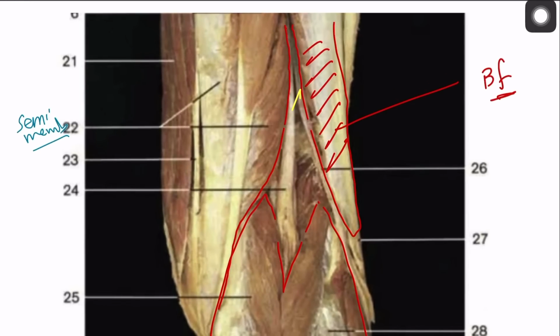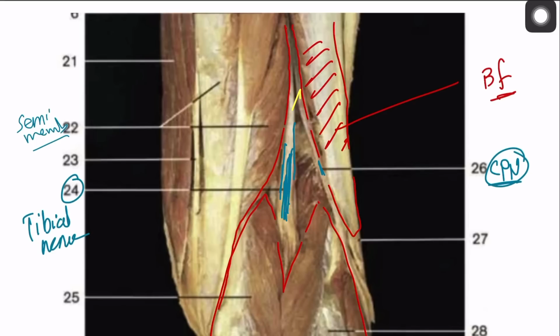Look at that big nerve that looks almost like a tendon, and it's in the midline. This is the tibial nerve. And laterally, look at this nerve in there. Another nerve is the common peroneal nerve, and obviously the common peroneal nerve is lateral, and this is the lateral side, and the tibial nerve is medial.